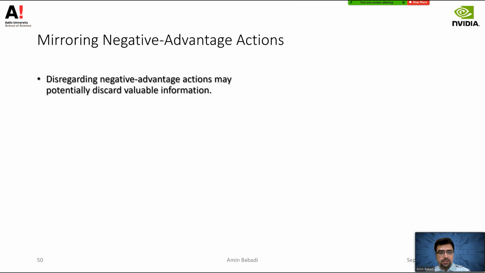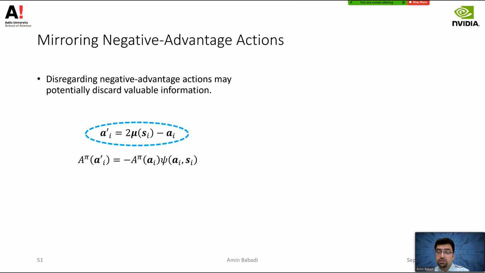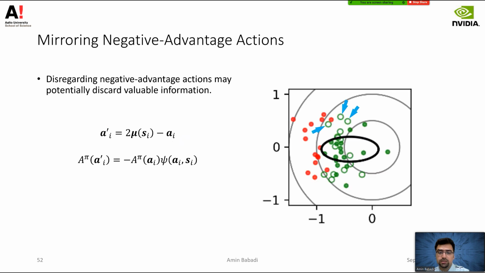As I said, we realized that it might not be the best idea to completely disregard the negative advantage actions because they can potentially have some valuable information in them. So in order to also use them, we came up with a simple mirroring technique shown here that can convert the negative advantage action a_i to a positive advantage one a'_i. This is also shown here in the figure. As you can see, the red dots are the negative advantage actions, and the green non-full circles are the converted versions of them using this formula on the left.